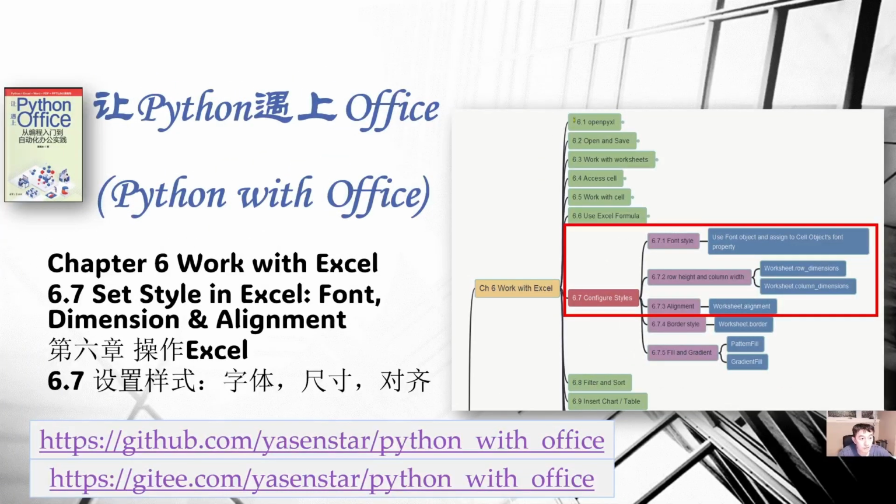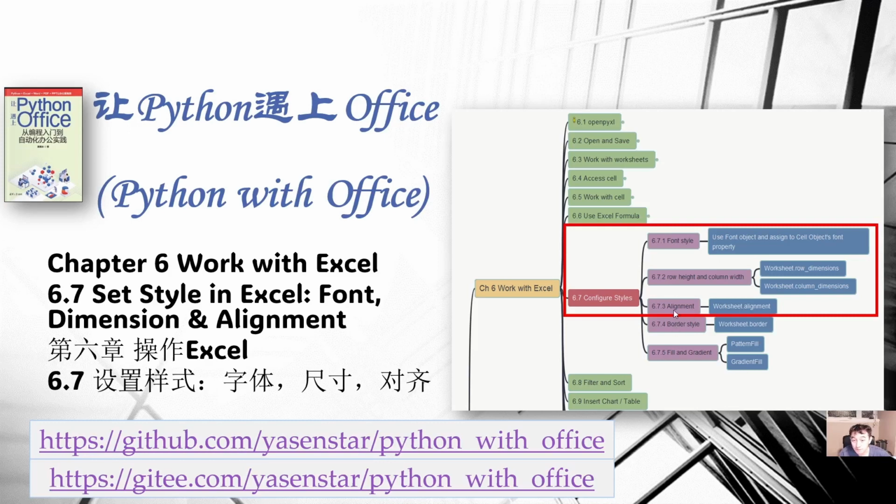Last video we discussed 6.7's first three parts: the font style, the dimensions for the row height and column width, and also the alignment within a cell. We talked about some of the properties or objects that you can load from openpyxl. For font, you load the object called Font, and for alignment, it is Alignment.